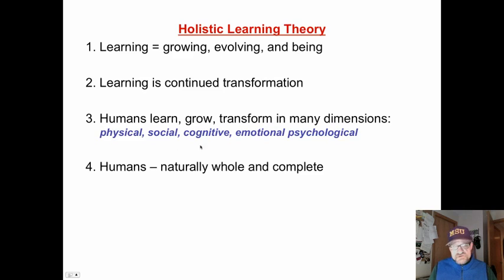Some of these dimensions involve all of these, 1, 2, 3, 4. Schools tend to focus just on that and maybe that. Holistic learning theory says humans are not born defective and have to become something. Humans are naturally whole and complete. We are good. We naturally want to evolve. Just like when we get a cut, the natural inclination for the body is to heal. Just like when we are not knowing, the natural inclination of the mind, of the being, is to learn, to grow, to progress upward.